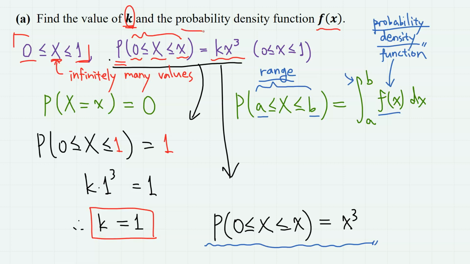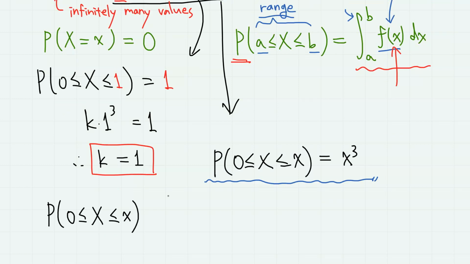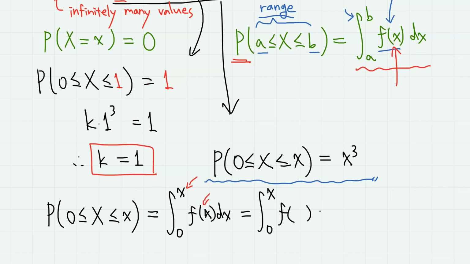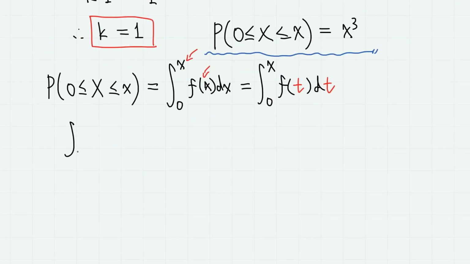Next, we have to find the probability density function f(x). Here, let's recall the method of calculating the probability from the probability density function, by integrating. Therefore, this probability can also be expressed as the integral of the probability density function f(x) from 0 to x. If using x both here and here confuses you, you can just use t here. So what we have here is the integral from 0 to small x of f(t) dt equals x cubed.